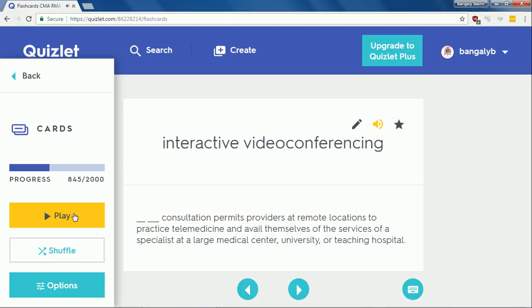Interactive video conferencing. Video consultation permits providers at remote locations to practice telemedicine and avail themselves of the services of a specialist at a large medical center, university, or teaching hospital.